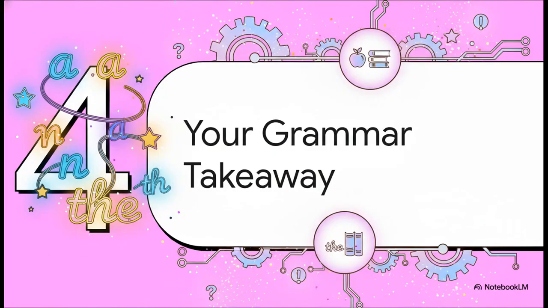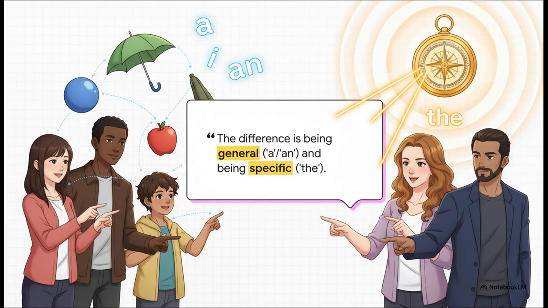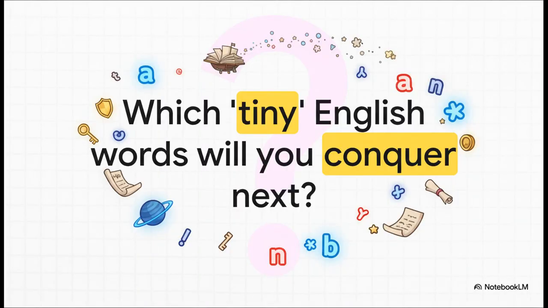Okay, so we've gone through all of that. What's the big takeaway here? If you're going to remember just one thing from all this, what should it be? It really just boils down to this. Are you talking about any old thing, in which case you'll use a or an? Or are you talking about one specific thing, where you'll use the? Honestly, if you can answer that simple question, you'll get it right probably 90% of the time. It's that simple.